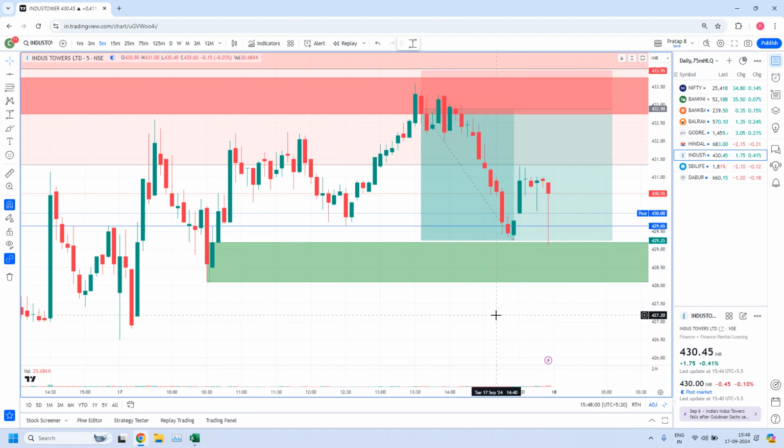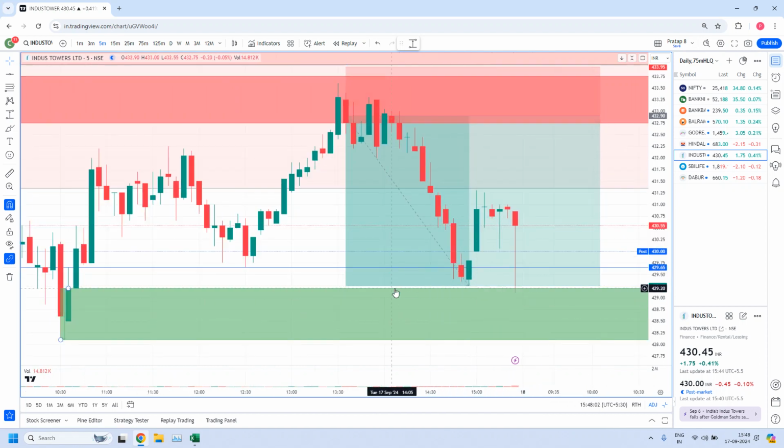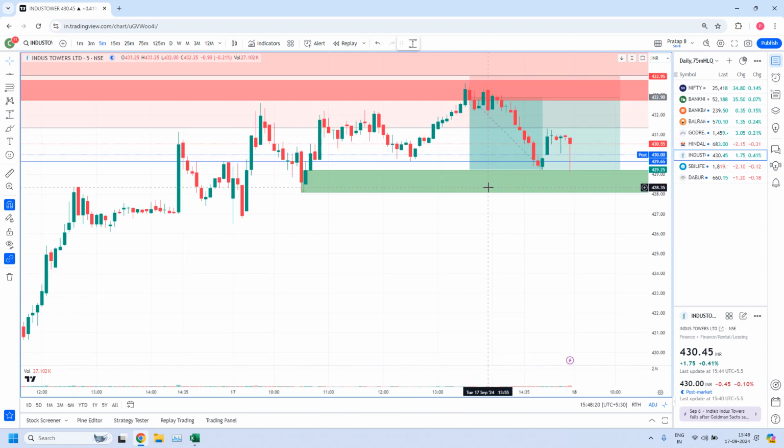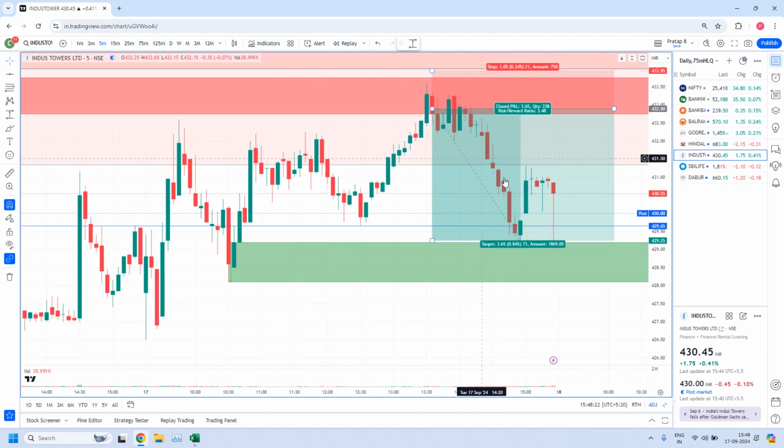See, it almost reached with a very small gap. But anyway, you will exit with some buffer before the line. So definitely you will exit near the zone. And moreover, there is a close to 1:3.5 RR. So definitely this will be a good trade.